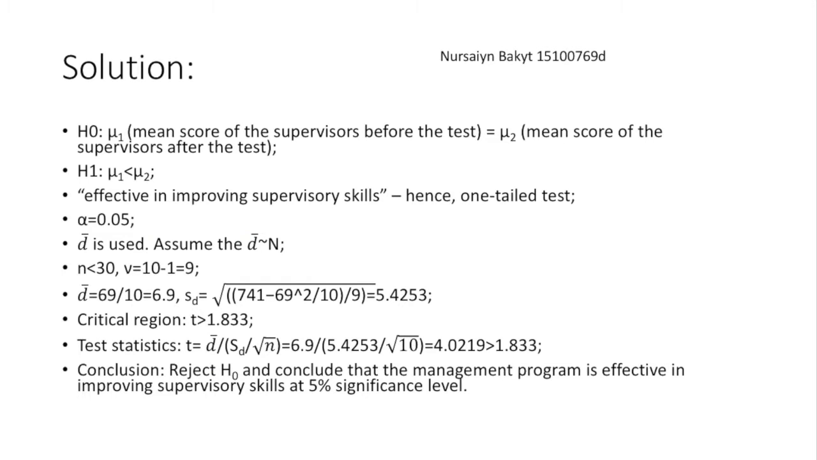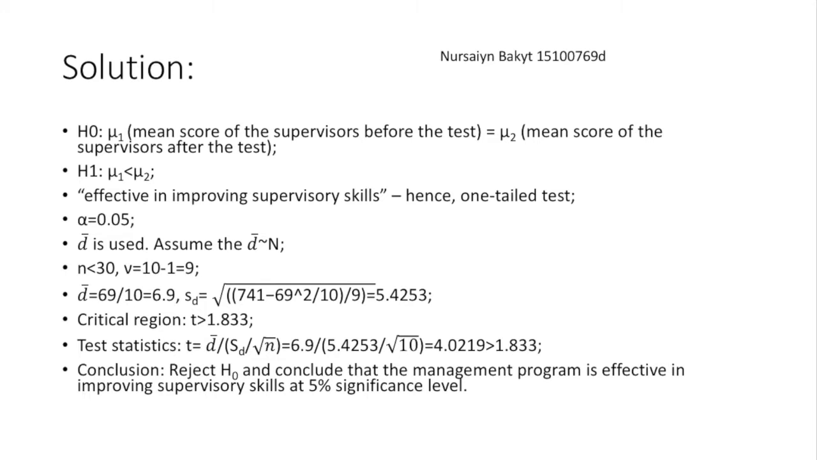So the solution is that if we denote mu1 as the mean score of the supervisors before the test and mu2 as the mean score of the supervisors after the test, we set the null hypothesis as mu1 is equal to mu2. And as the question has already indicated that we have to test whether the program was effective in improving supervisory skills, it's going to be a one-tailed test. So the alternative hypothesis is that mu1 is less than mu2. The significance level is 5% and the degree of freedom is 9.